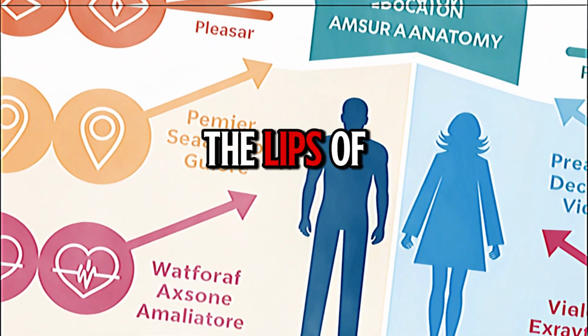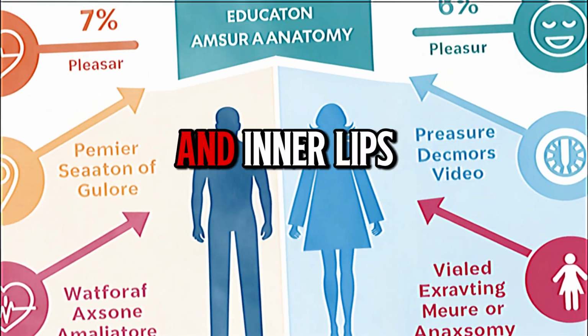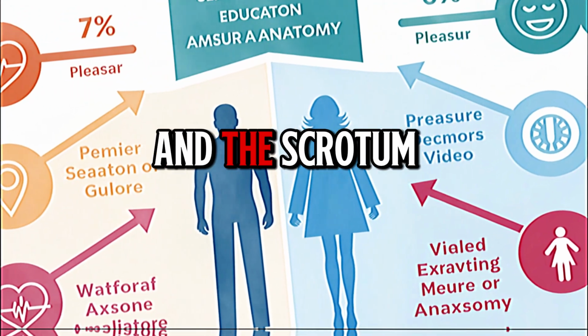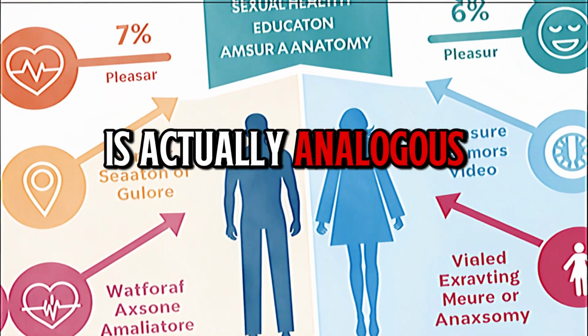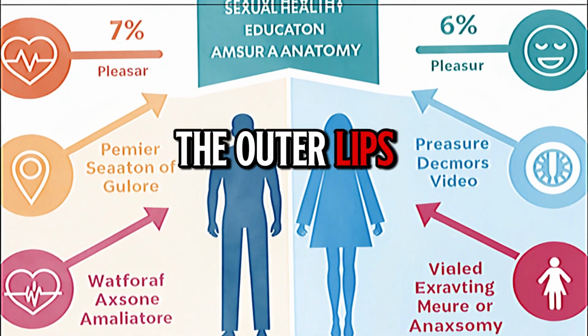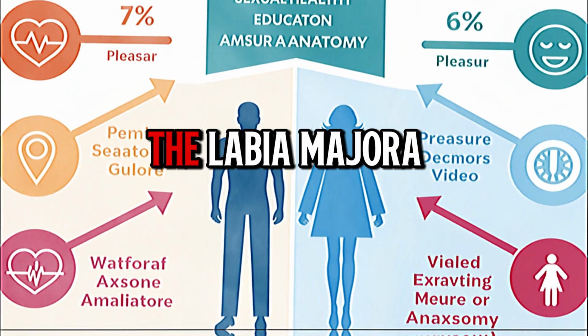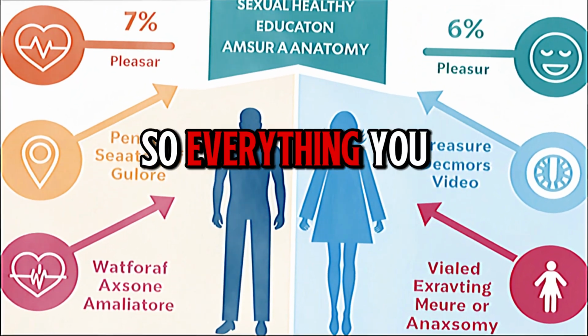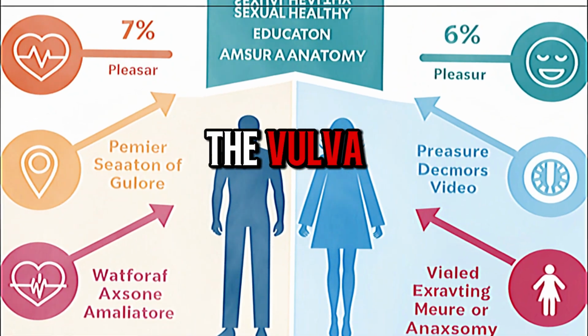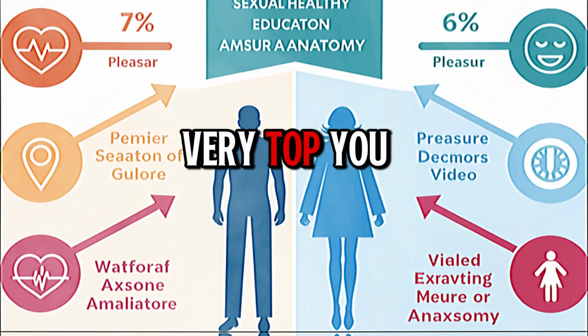And then when you look at the lips of the labia, or the outer and inner lips of the vagina, the scrotum is actually analogous or similar to the outer lips of the vagina. And that's called the labia majora. So everything you see in this picture is called the vulva. And then at the top, very top, you see the clitoris.